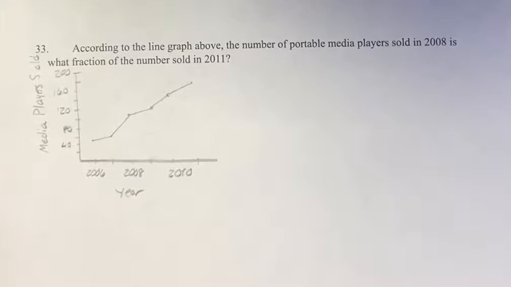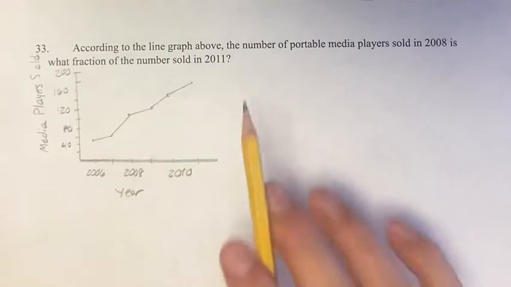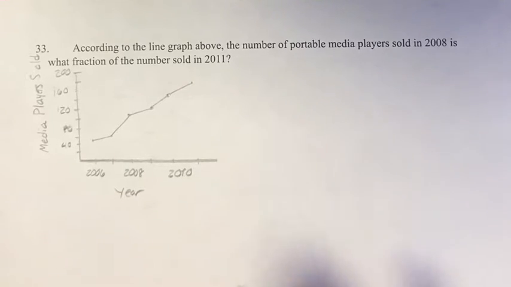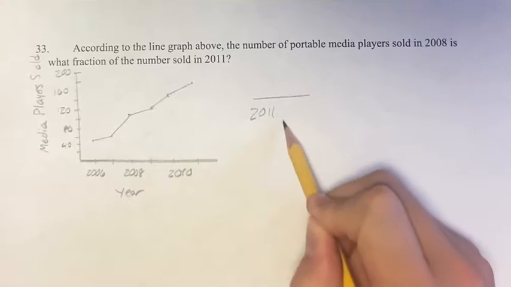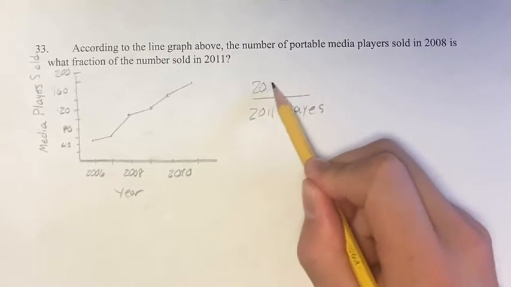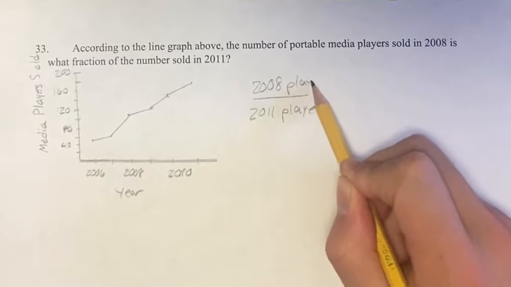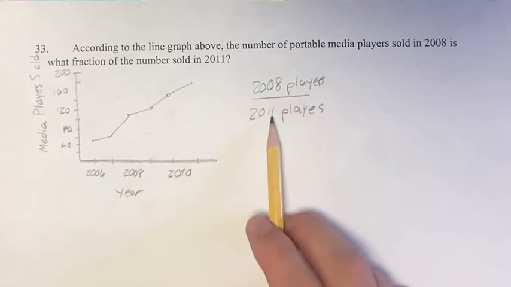In this problem, we're given a line graph which is marking the number of media players sold over time. And we're asked, what fraction of the number of media players sold in 2011 is the number sold in 2008? So this is our fraction right here, right? The 2008 divided by 2011.